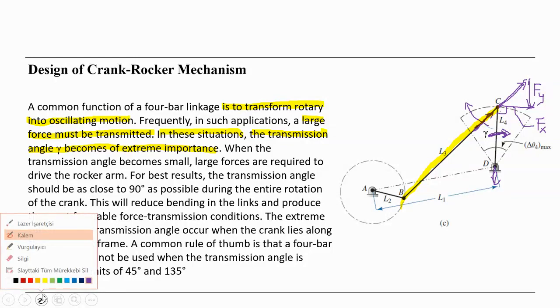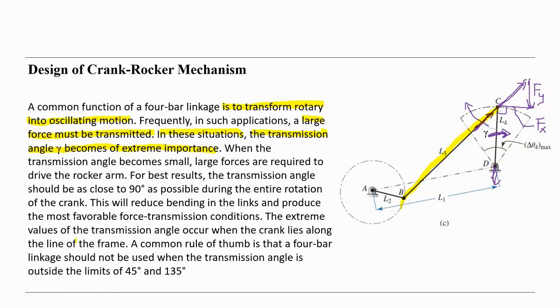Okay, so let's continue. When the transmission angle becomes small, what happens? Large forces are required to drive the rocker arm. We have to increase the forces here to drive the rocker because of this angle, because the components of this force get smaller.